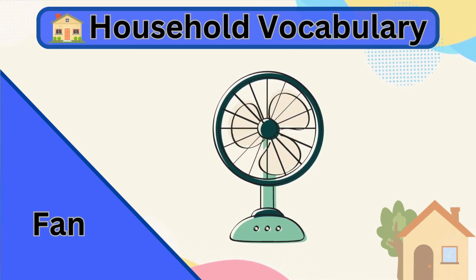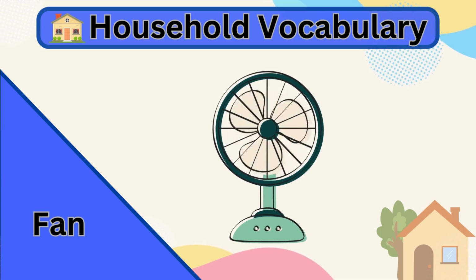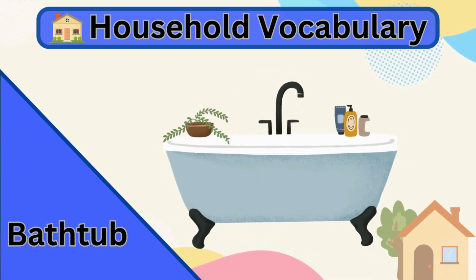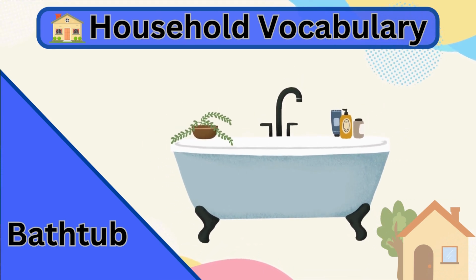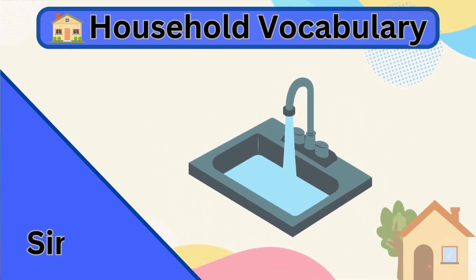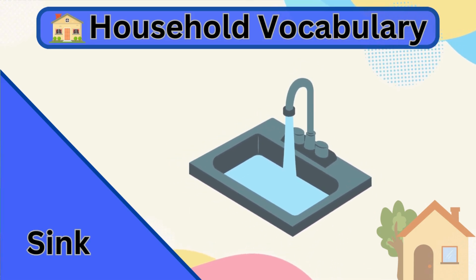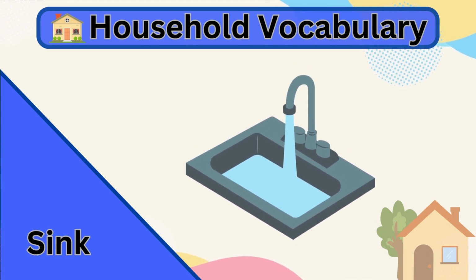E-I-E-I-O. With a ma-ma here and a ma-ma there. Here a ma, there a ma, everywhere a ma-ma. Old MacDonald had a farm. E-I-E-I-O. Old MacDonald had a farm. E-I-E-I-O. And on that farm he had some llamas.